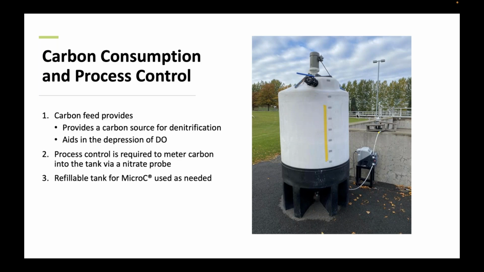And then you're also using a nitrate probe as well. So obviously coming out of your reactor, you have a lot of nitrates because you just converted all your ammonia to nitrates. You're flowing it into the denitrification reactor. If you have high nitrates, you're going to feed more Micro C. If you've got low nitrates, you feed less.